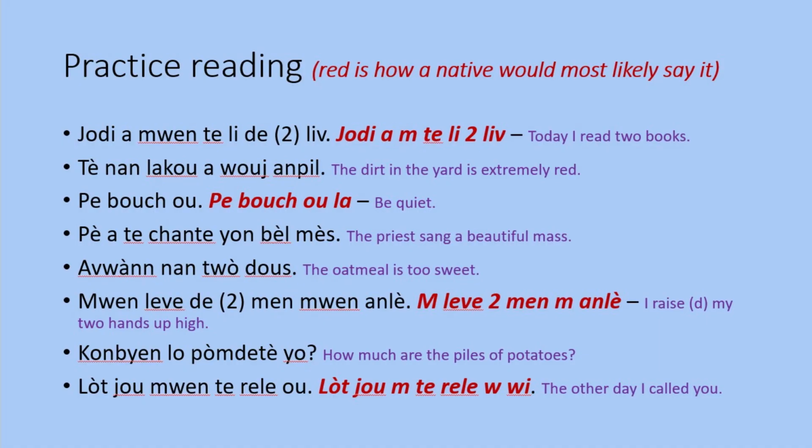Okay? Now, notice there's no past tense here. I didn't say mwen te leve de main en lait. But this could also mean I raised my 2 hands up high. You could also be talking in past tense without saying the word te, because it's implied that you had already raised your hand because you're talking about it. It was already done.